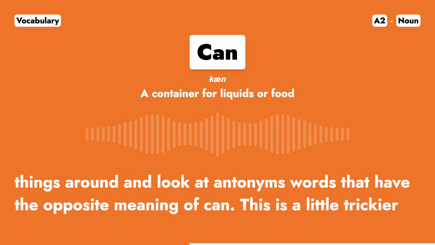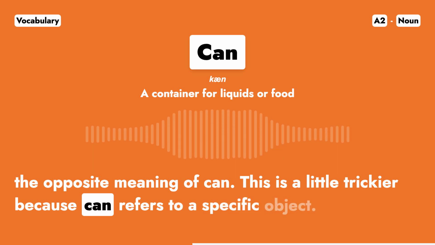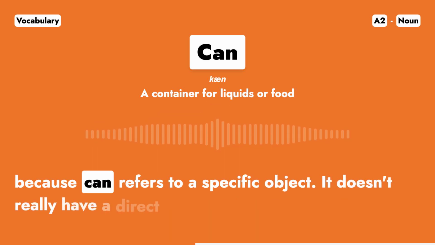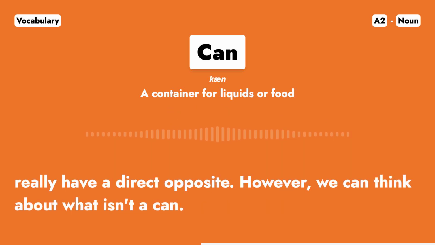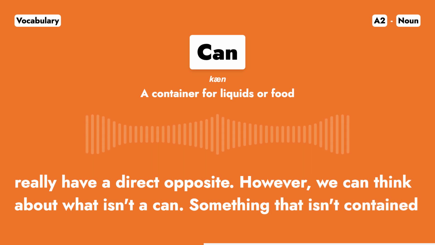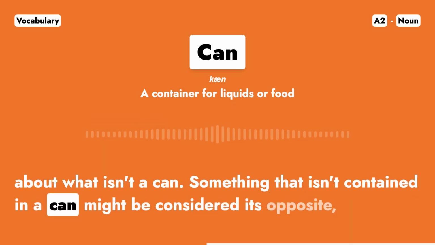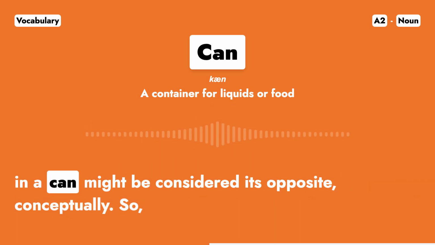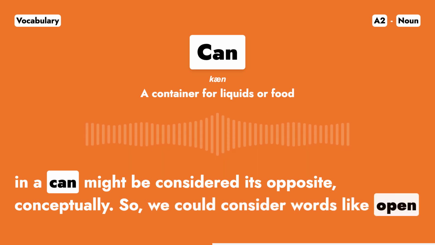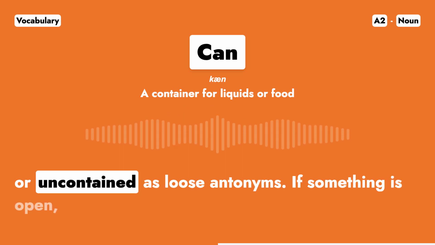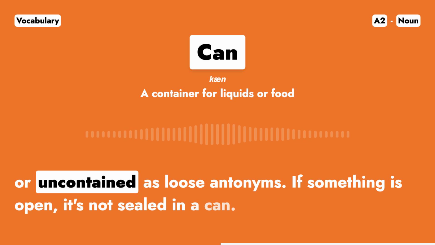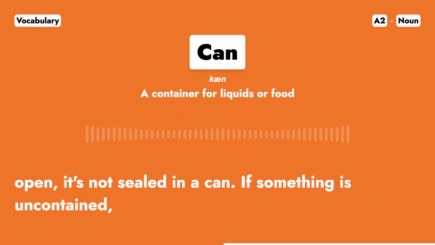This is a little trickier because can refers to a specific object. It doesn't really have a direct opposite. However, we can think about what is in a can. Something that isn't contained in a can might be considered its opposite conceptually. So, we could consider words like open or uncontained as loose antonyms. If something is open, it's not sealed in a can. If something is uncontained, it's not kept within a can.